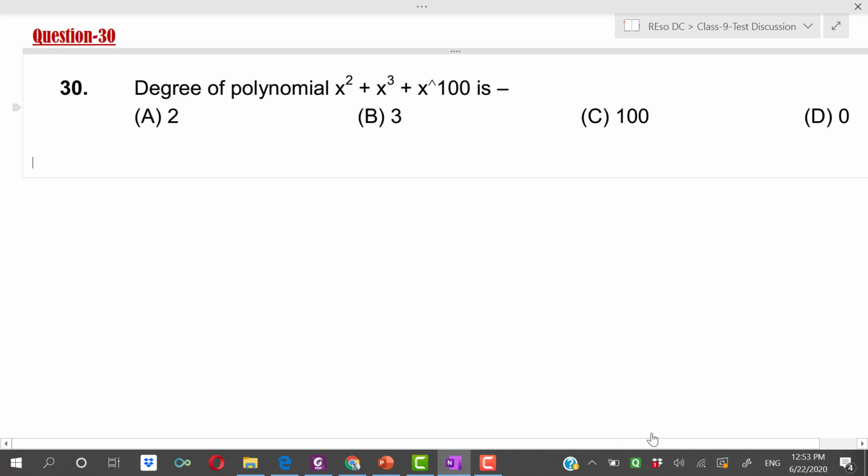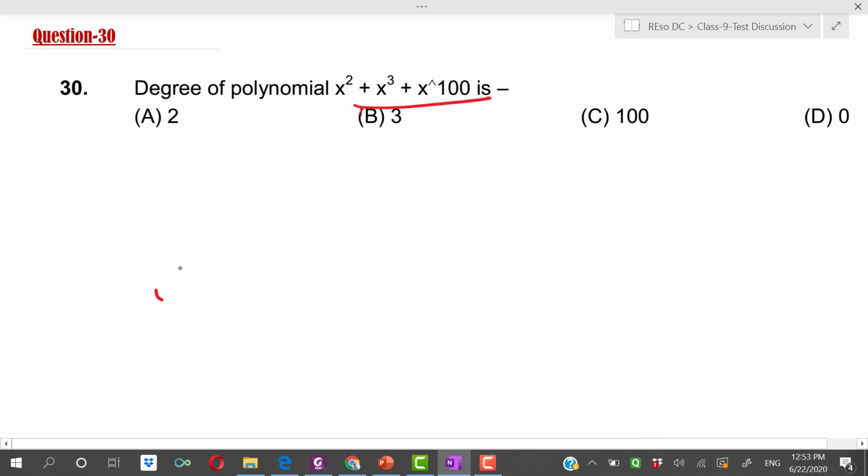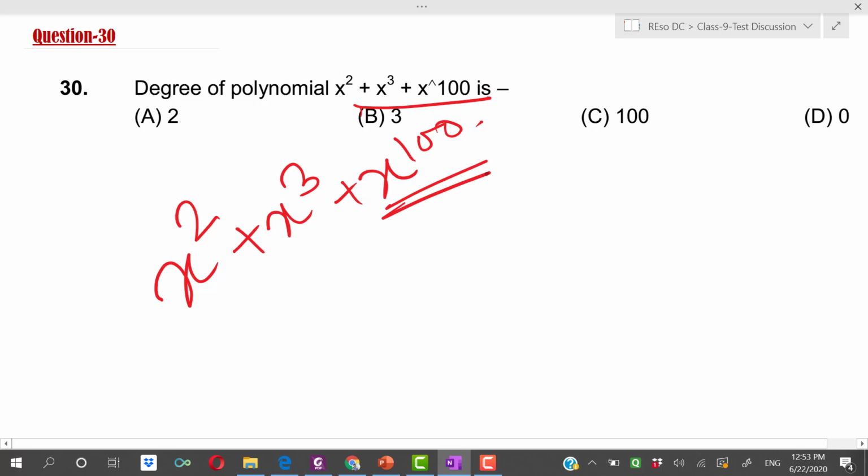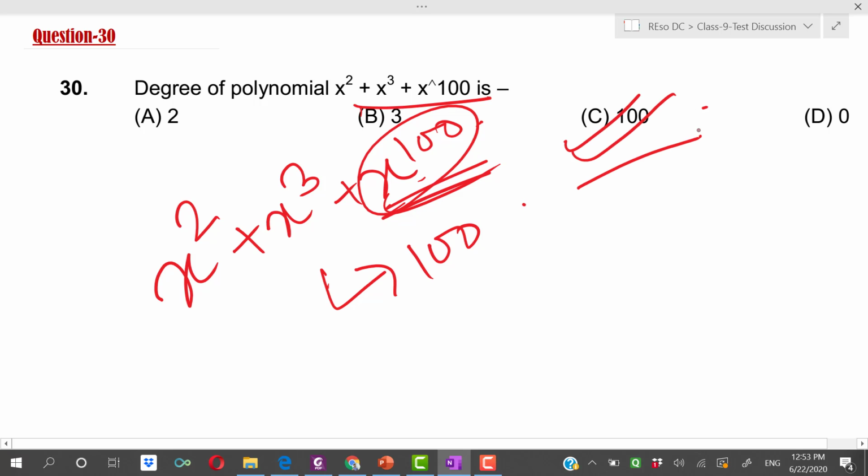The degree of this polynomial is basically x square plus x cube plus x to the power 100. So the degree of this polynomial will be the highest power of x, which is equal to 100. So the degree of this polynomial will be 100. Option number C will be the correct answer of this question.